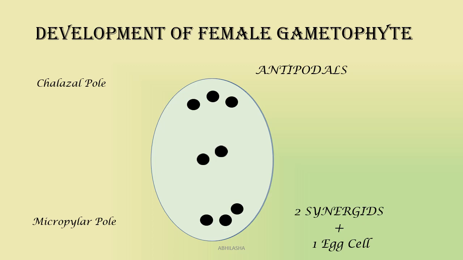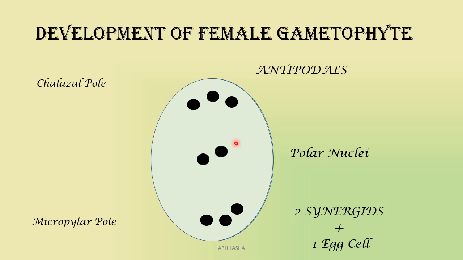Now the 2 nuclei in the center do not get their own cell wall. They remain in the cytoplasm of the original megaspore cell, forming a binucleate cell, that is a cell with 2 nuclei. These 2 nuclei are known as the polar nuclei. So we get 7 cell structure, 3, 3, and 1 with the 2 polar nuclei. So we have a 7 cell structure but an 8 nuclei structure.